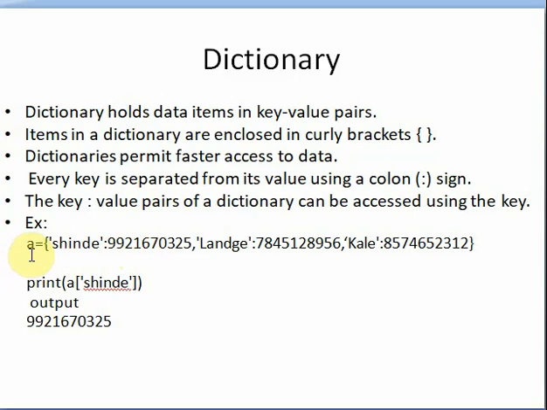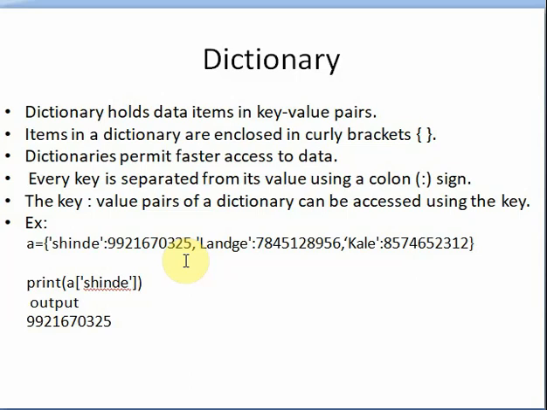A is the variable of type dictionary which stores the mobile numbers of persons. So you can see this is the person name, colon, and this is the mobile number. So this is the key. The surname is the key and this mobile number is the value. So key colon value pairs are stored in a dictionary.